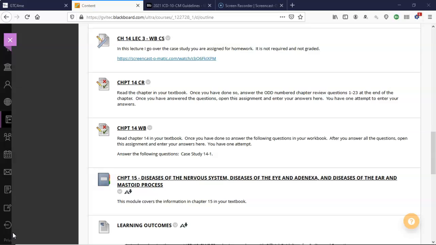For the workbook, you are going to be completing Case Study 14.1. And there is another lecture for that case study that you can listen to that goes over that in detail with you. And that will conclude this second lecture for Chapter 14.